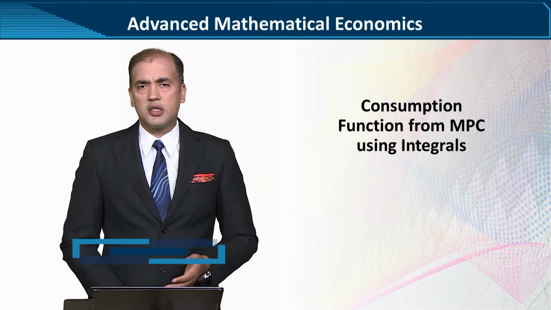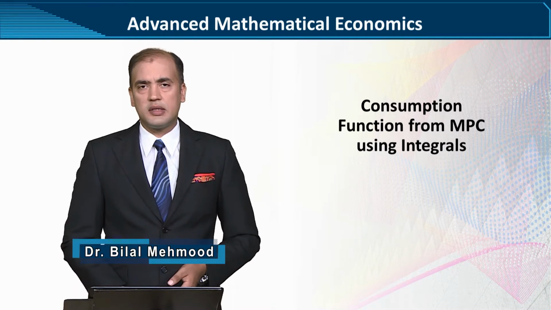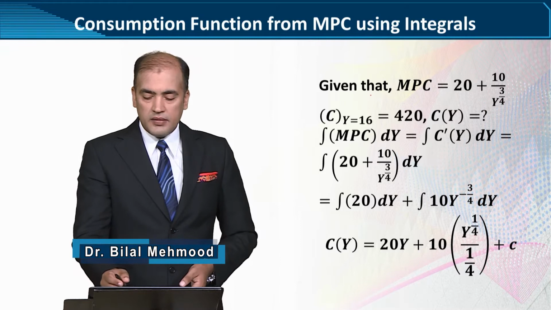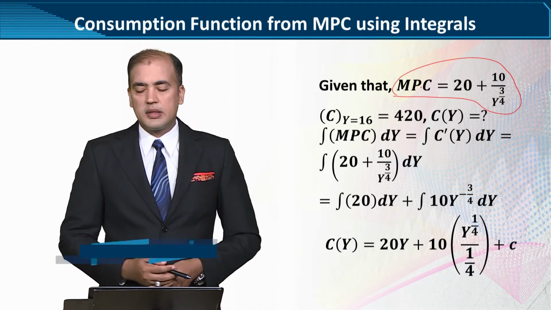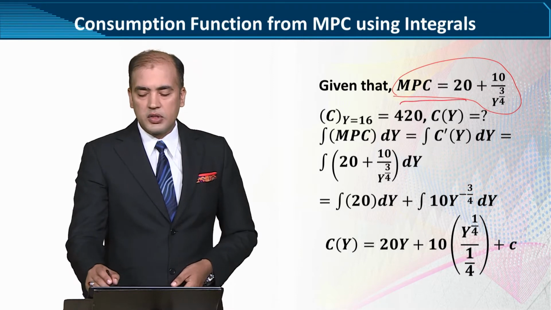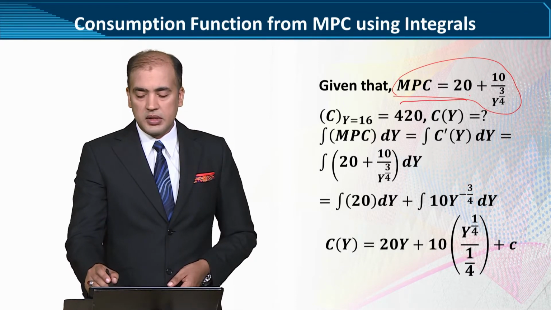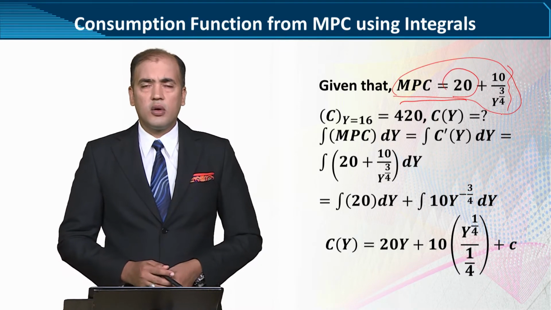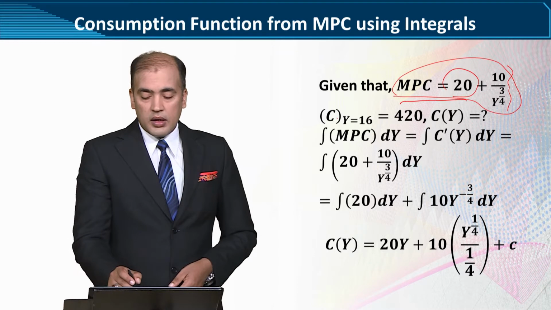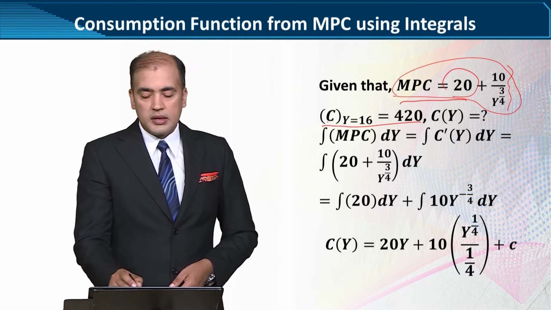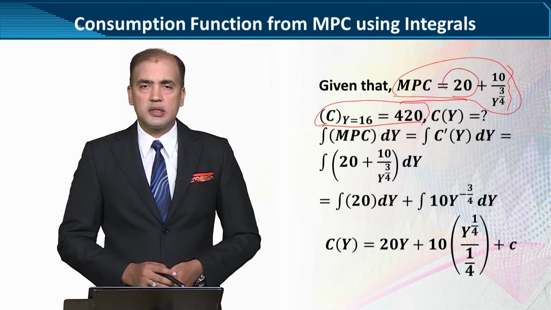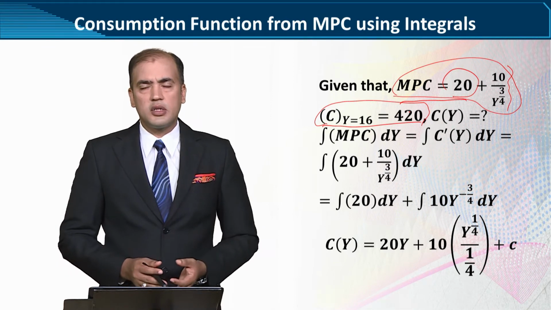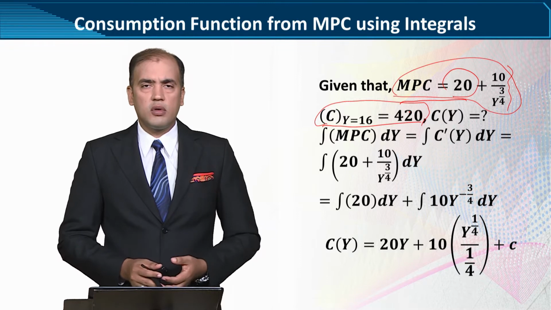And for that, integration can come to our rescue. Let us see. Now here we have taken a numerical instance where MPC is calculated via this function, which is the marginal consumption function. You can see there is 20 and there is a variable component in the whole expression. We are also informed that the consumption is 420 when the income is 16. So this is a condition which is going to help us when we go ahead.